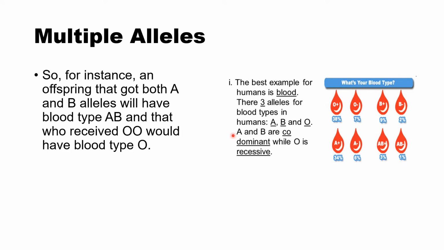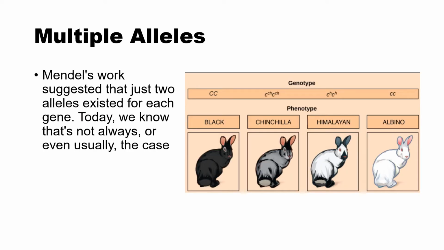So, for instance, an offspring that got both the A and B alleles will have the blood type AB. So, yun yung explanation ko kanina. Yung offspring that got the allele A and then yung allele B will have yung blood type AB. And that who receive yung double O allele would have the blood type O. So, yun yung multiple allele.